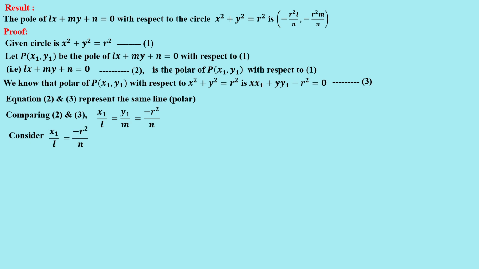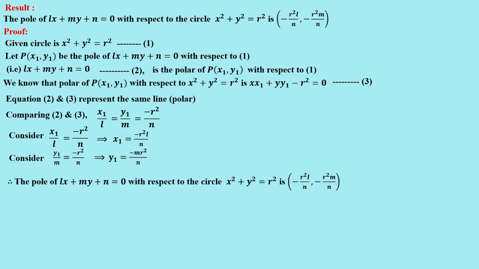Now we are going to consider the first and third. x1 by L is equal to minus r square by n. Therefore x1 is equal to minus r square L by n. Similarly you consider the second and third, right? y1 by m is equal to minus r square by n. Therefore y1 equal to minus m r square by n. Therefore the pole of Lx plus My plus n equal to 0 with respect to the circle 1 is minus r square L by n comma minus r square m by n.